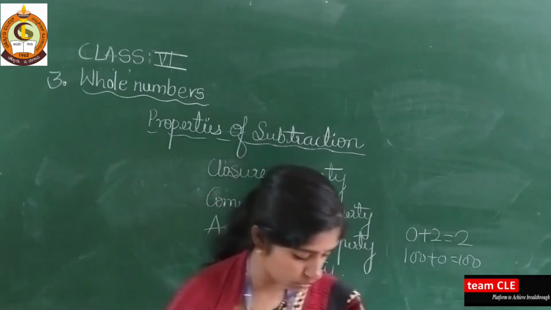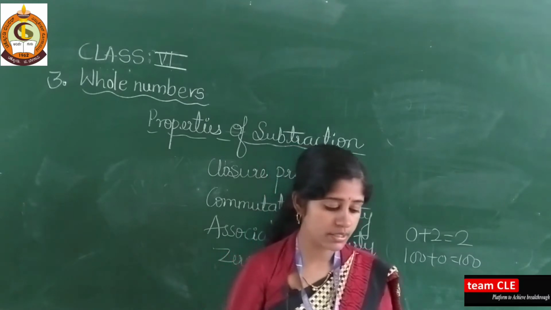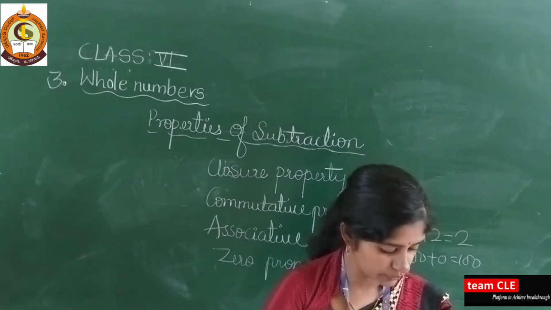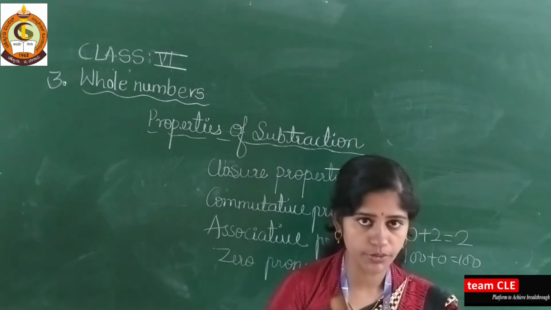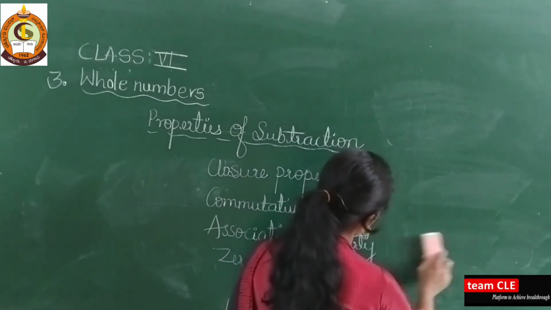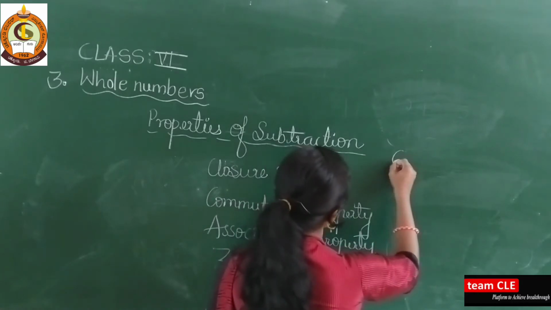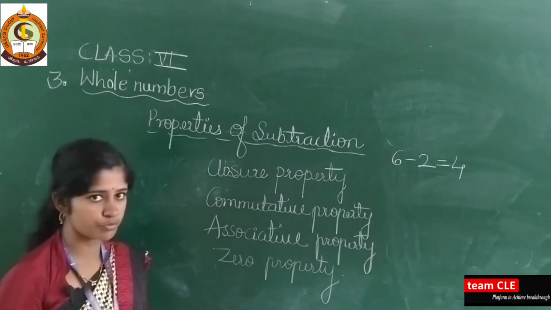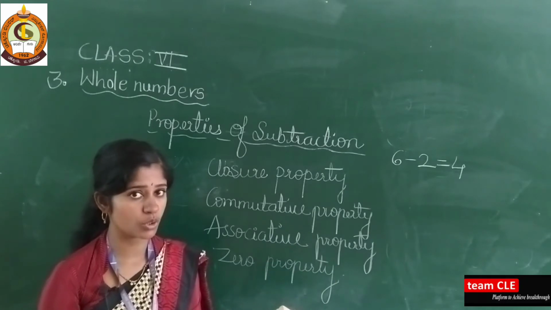So this we need to check for properties of subtraction. See here, does the closure property exist in subtraction? Commutative property, associative property, zero property. So which property will exist here? Just we need to check. Might be here every property will not exist, because first of all you take here closure property. I will take here 6 minus 2 is equal to 4, isn't it? 6 minus 2 is 4. 6 is also a whole number, 2 is also a whole number, and 4 is also a whole number.